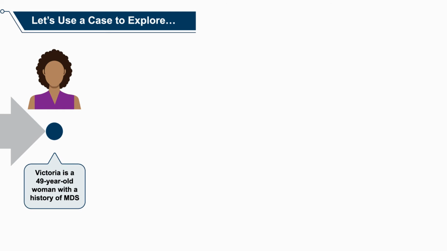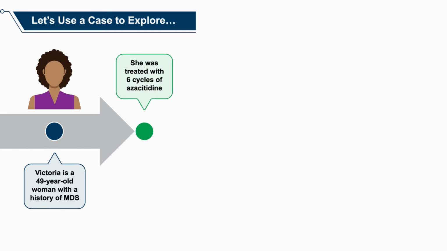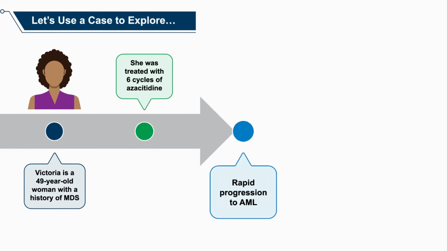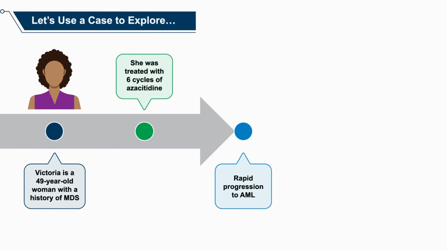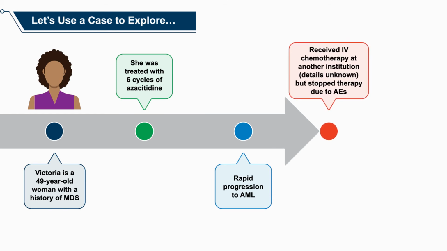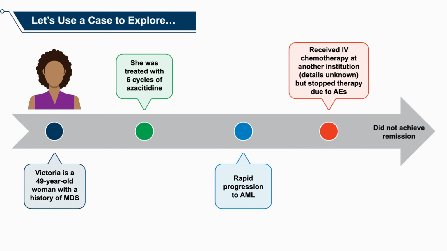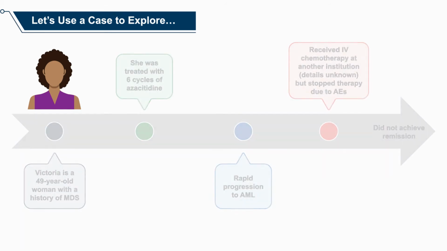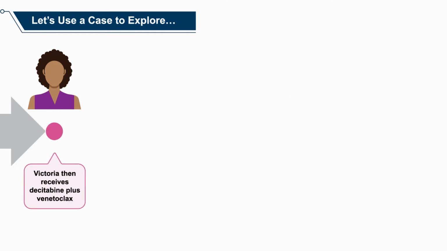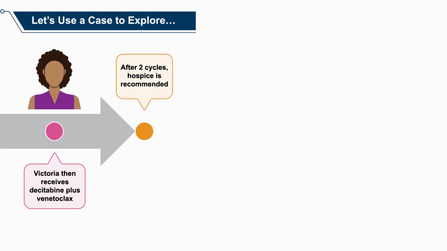So Victoria is our patient. She's a 49-year-old woman with history of myelodysplastic syndrome. She was treated with 6 cycles of azacitidine, but unfortunately, her disease rapidly progressed and evolved into acute myeloid leukemia. She was treated with IV chemotherapy at another institution, the details of which are not known to us, but stopped therapy due to the development of adverse events. And at this point, her disease had not gone into remission. So she then received decitabine plus venetoclax, and after 2 cycles, she was advised to seek hospice care.